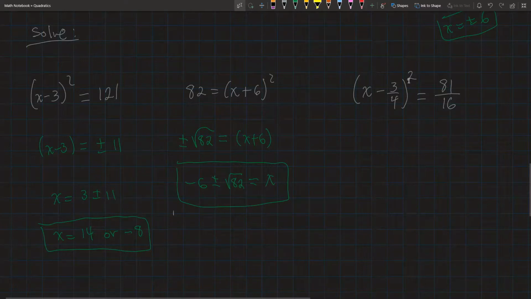We have something squared equals 81 over 16. And same kind of thinking: what two numbers were squared? I noticed the numerator and denominator both have perfect square numbers. So square root of 81 over square root of 16 is going to be 9 over 4. Plus or minus 9 over 4 was squared to get 81 over 16. The something inside was x minus 3 over 4.